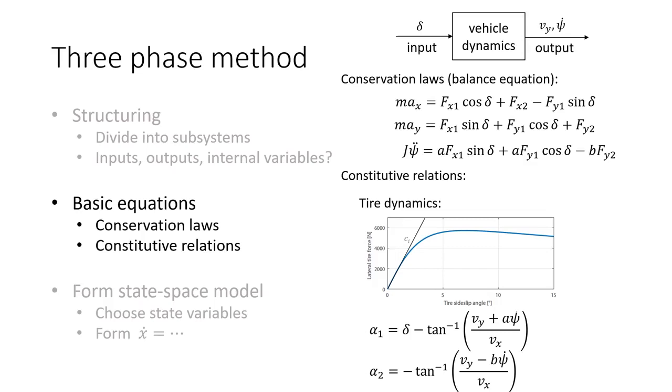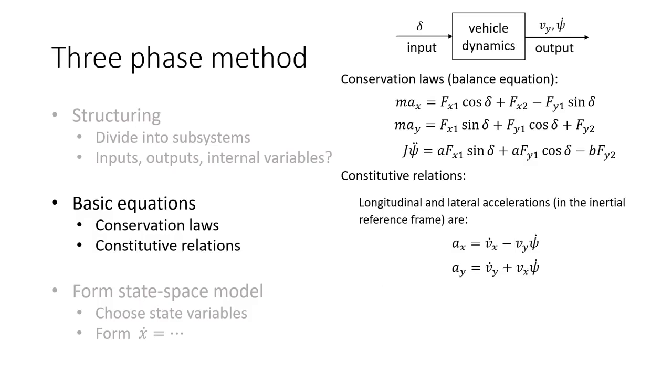If we restrict the model to small side slip angles, only the linear region of the tires is used. This means that the lateral force is approximately proportional to the side slip angle. This restriction is valid up to a few degrees, as can be seen in the figure. Furthermore, the longitudinal and lateral acceleration of the vehicle can be expressed in the vehicle's inertial reference frame, as this.